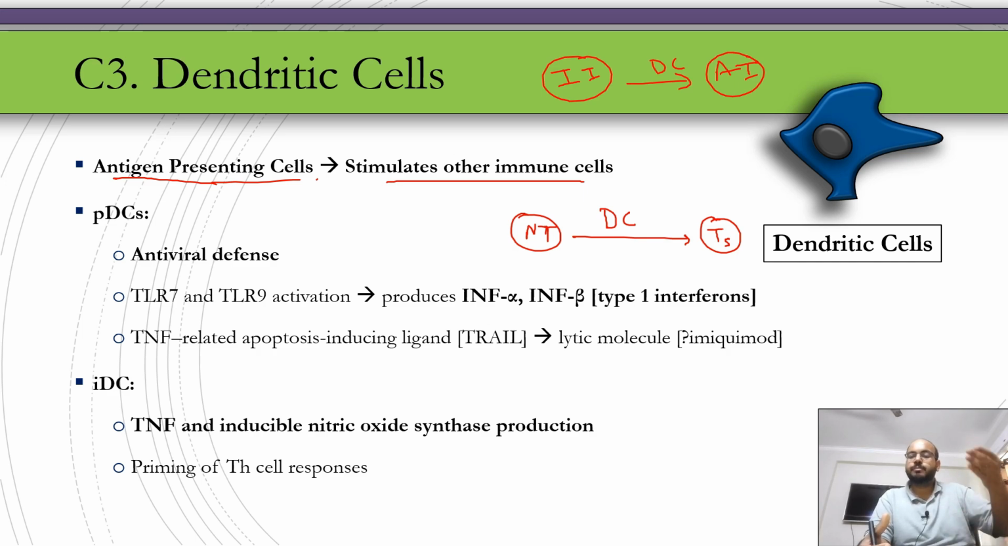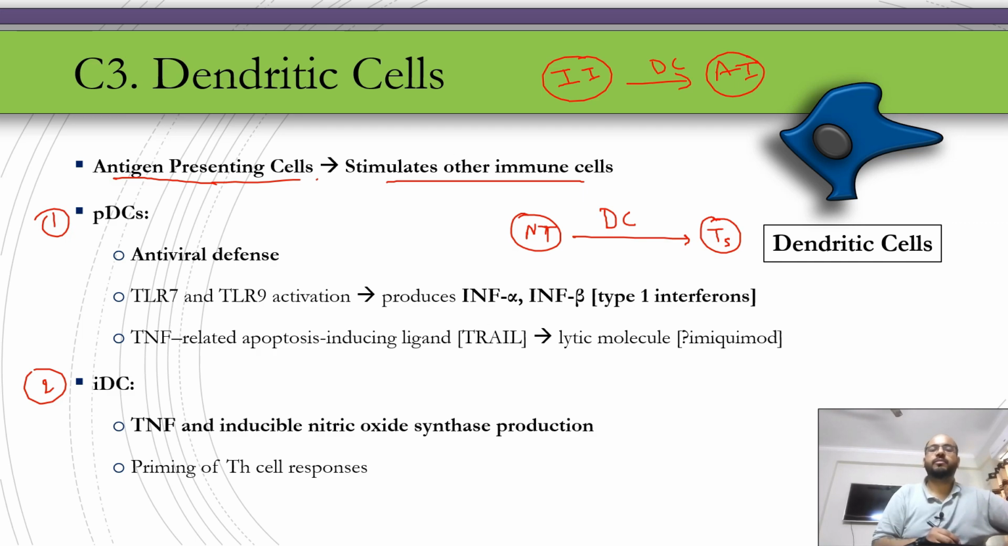So dendritic cells, being a part of innate immunity, will go back and report to their headquarters so that specific action can be taken against problems which are happening, and adaptive immunity gets activated. That is why dendritic cells are seen in both arms of immunity, part of innate immunity and adaptive immunity also. We have two types, plasmacytoid dendritic cells and inflammatory dendritic cells.